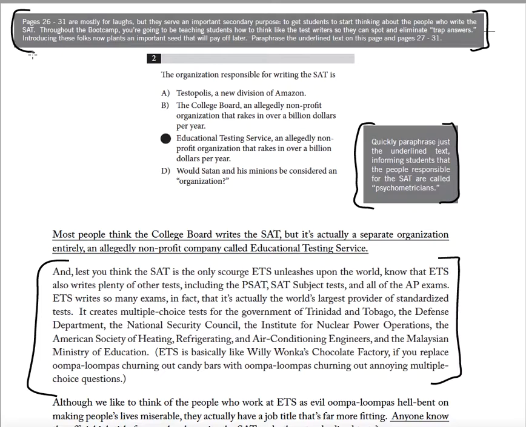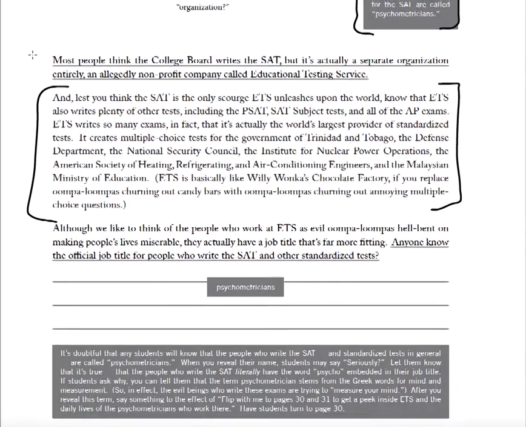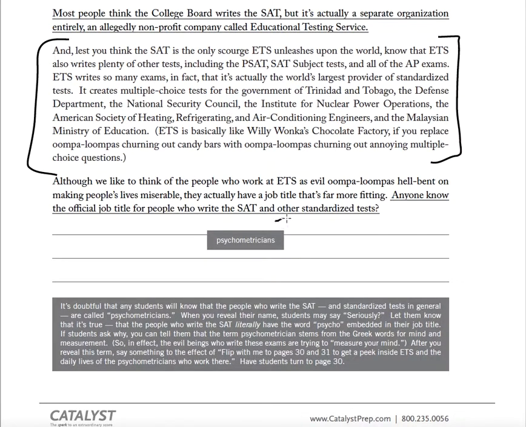So if you plant the seed here during the introductory quiz about these individuals called psychometricians, and that's the real word for the people who actually write the SAT and standardized tests in general, if you start talking about them here, you can then refer back to them throughout the rest of the weekend.